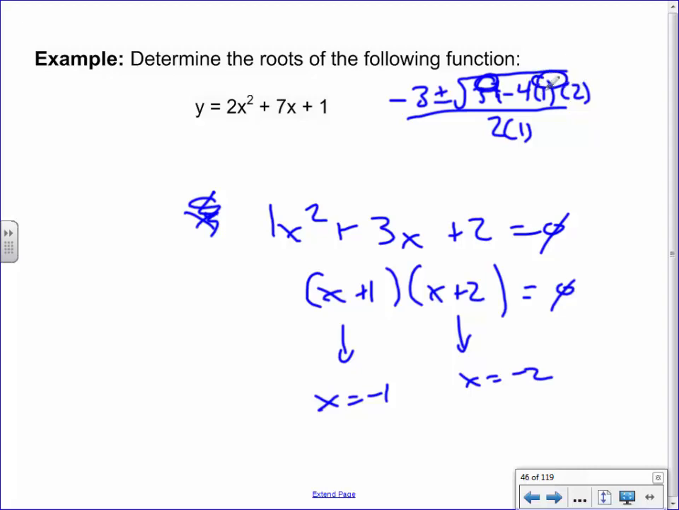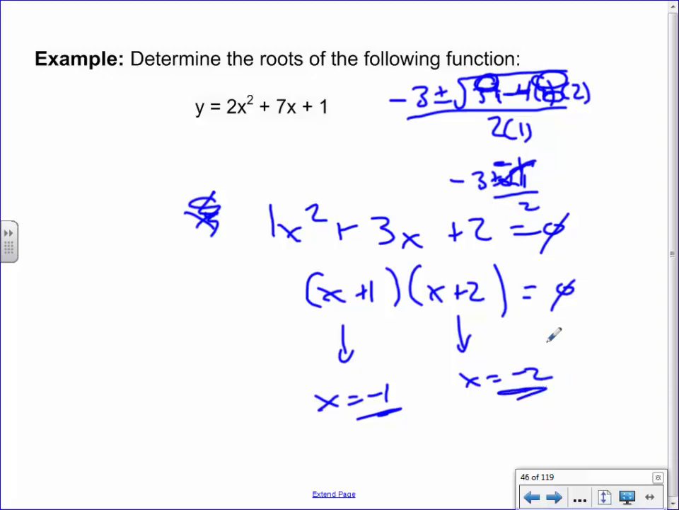4 times 1 times 2 is 8. 9 minus 1. Sorry, 9 minus 8 is 1. I'm ahead of myself. So this is really minus 3 plus or minus the root of 1 over 2. Does 1 have a square root? Yeah, the square root is 1. So really, let's just ignore the square root. What is minus 3 plus 1? Minus 2 divided by 2? Well, that's minus 1. What about minus 3 minus 1? Negative 4, divide that by 2?